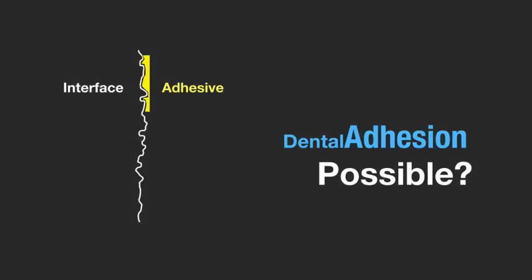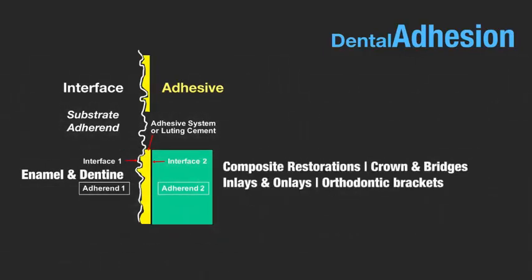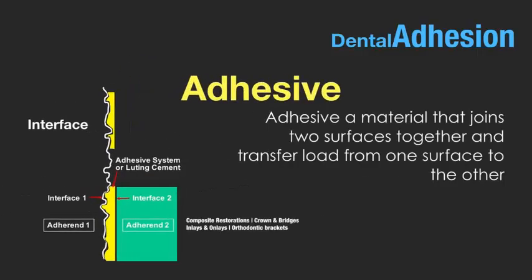Given this analogy that we have an interface and we have an adhesive, can a dental adhesion be possible? For example, we have interface 1 at one end, or the adherent, which could be enamel and dentin. And we have another interface on the other end, which could be a composite restoration, a crown and bridge, inlays and onlays, or it could be a simple orthodontic bracket. So, with this in mind, an adhesive in between is a material which is joining these two independent surfaces together. Not only is it joining, it is also transferring the load from one surface to the other. Okay?